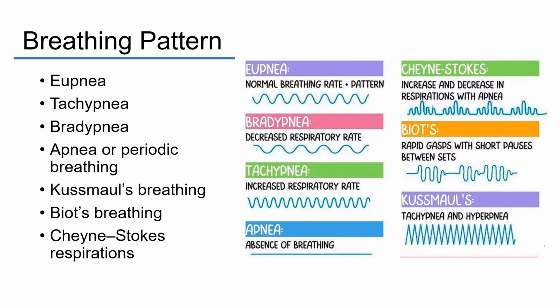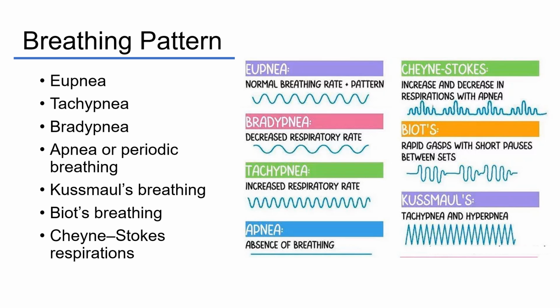Then we have tachypnea. Tachypnea is just an increased respiratory rate. And you should definitely be familiar with or memorize what is considered a high respiratory rate. This is going to be more than 24 breaths per minute. Okay, tachypnea is fast, shallow breathing, more than 24 breaths per minute.